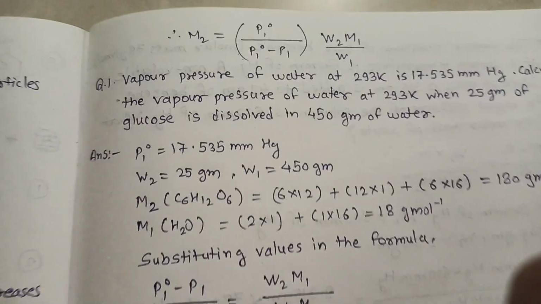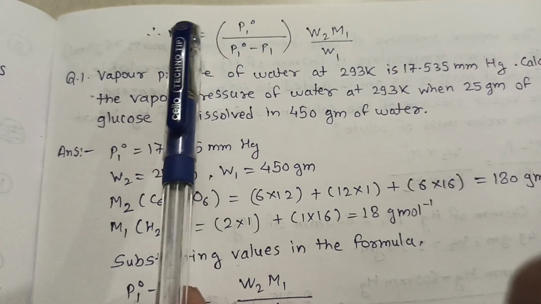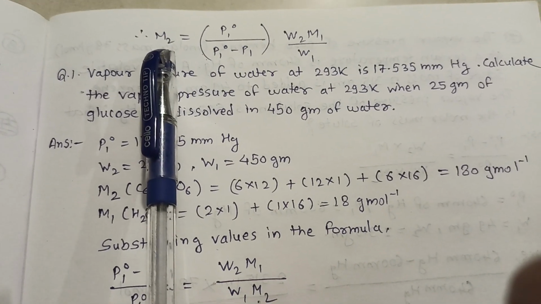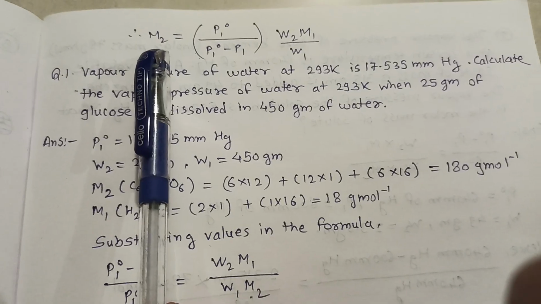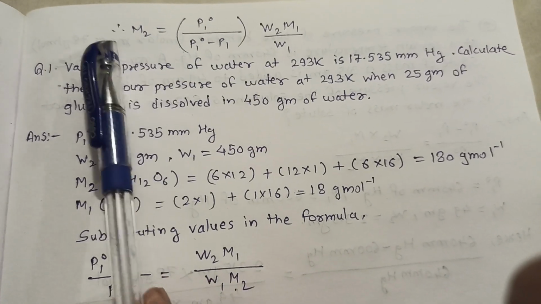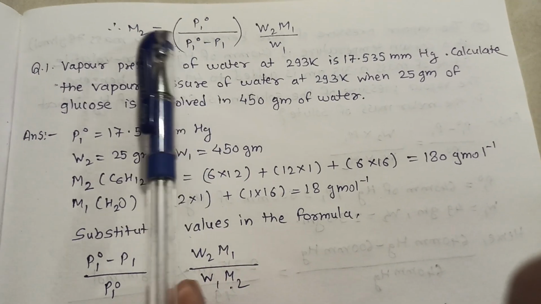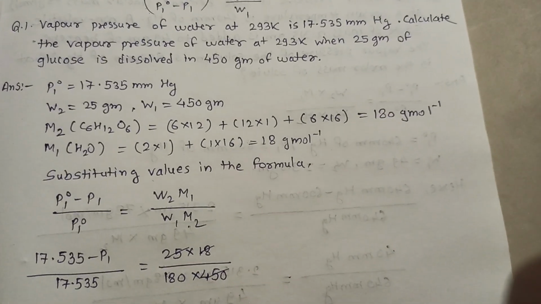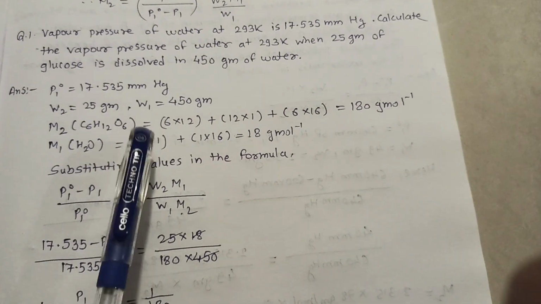And from that we can rearrange the equation, and this is the final formula, that is how we can calculate the molar mass of a solute by using relative lowering of vapor pressure. We just rearranged and we got this final formula. Now let's see a few numericals based on this.